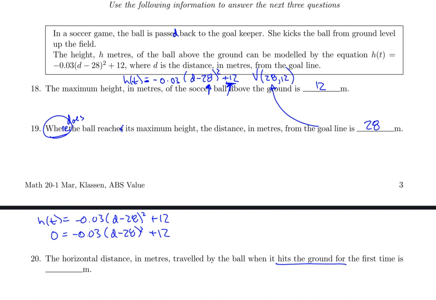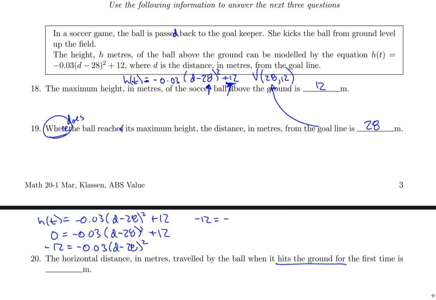So, for example, the first thing I might do is bring that 12 over, because there's two terms here. The plus sign separates them. I need to get the d by itself, and it's in that first term. So I'm going to move the 12 out of the way. So negative 0.03 (d minus 28) squared. Now, I want to show you something here.